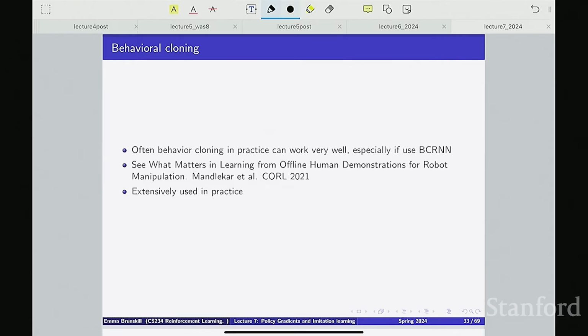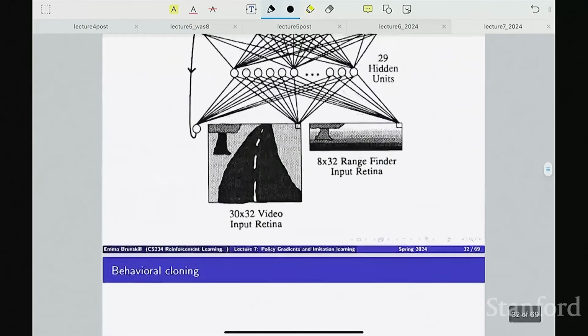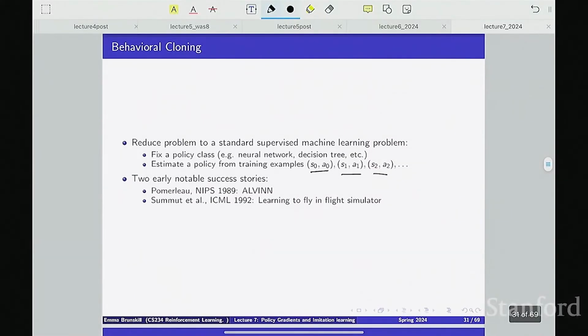Particularly if you use behavior cloning with an RNN or something that keeps track of the history. While what I wrote here involved just the last state, like a Markov assumption, the state and the action, you don't have to do that. You could also say, I could have my state, action, state, and then go from there to the next action, or state, action, state, action, state. In general, you could use a recurrent neural network or anything that keeps track of long-term histories. It does not have to be a Markov representation, and that often can work very well.